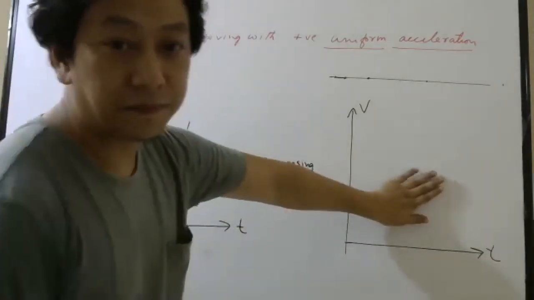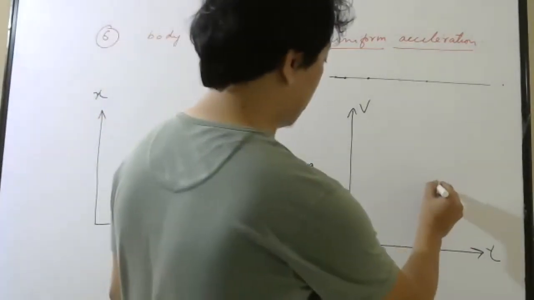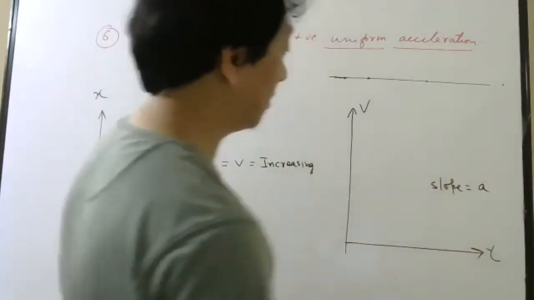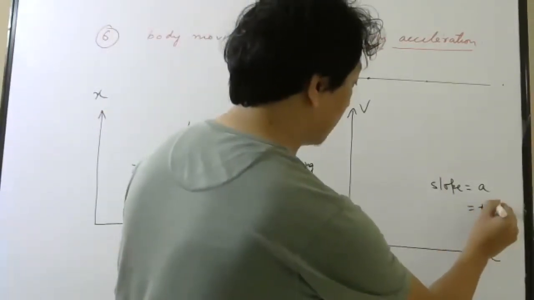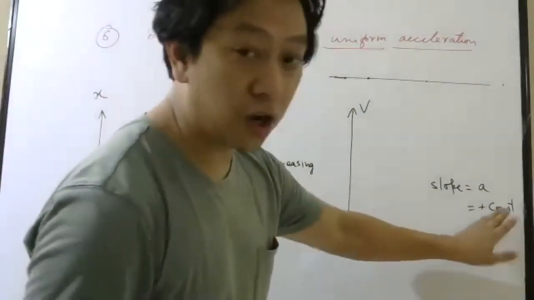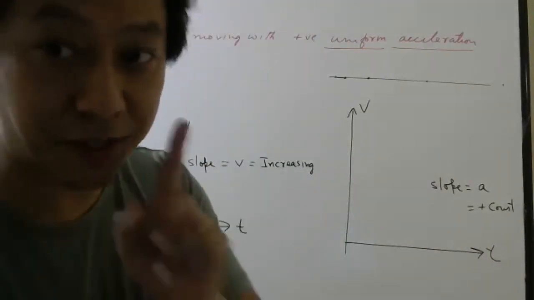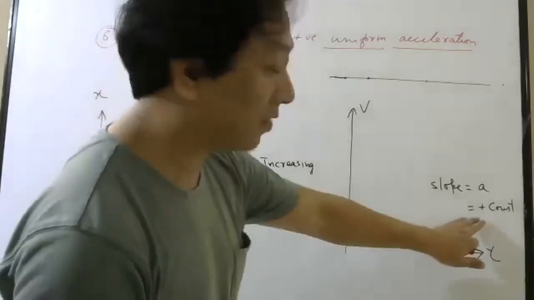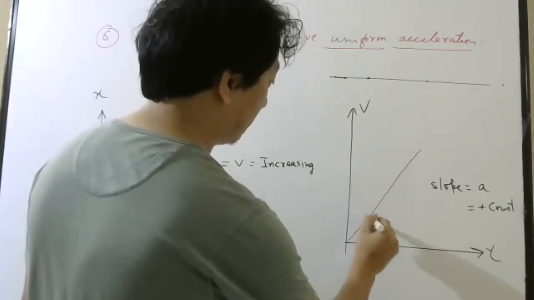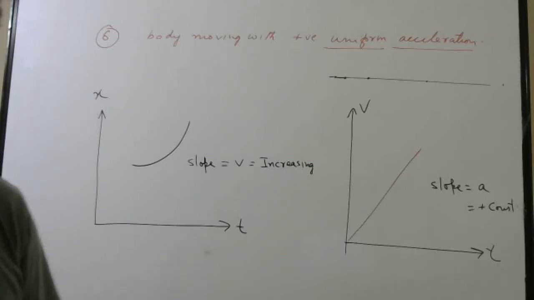Okay, let us see here. I want the VT graph. What is the slope of the VT graph? Acceleration. They told us acceleration is a positive constant. Since acceleration is constant, the slope of this graph should be constant. Slope constant means a straight line, at an acute angle because they have taken positive acceleration. So this is for uniform acceleration. Okay, write it down.